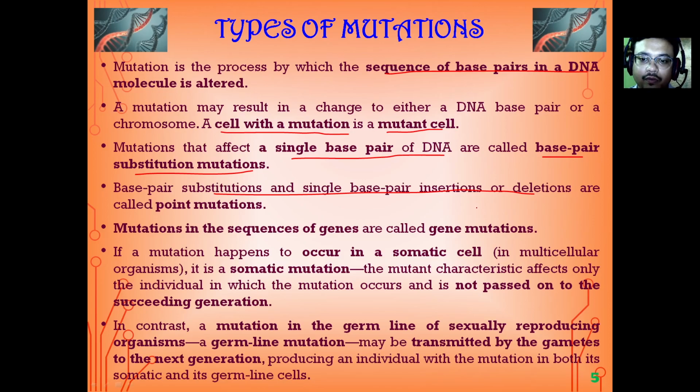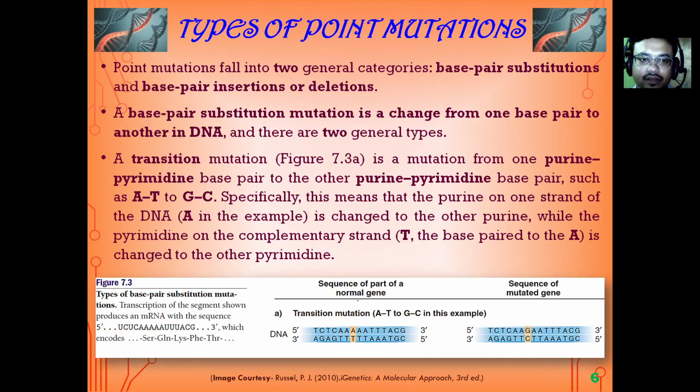So what about gene mutation? Gene mutations are those mutations which take place in the sequence of the genes. This gene mutation can occur in a somatic cell or in a germline cell. But if it occurs in a somatic cell, that mutation will not be passed on to the succeeding generation. But if it takes place in the germline cell, then it may be transmitted by gametes to the next generation.